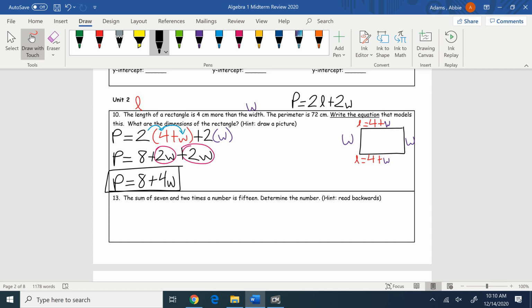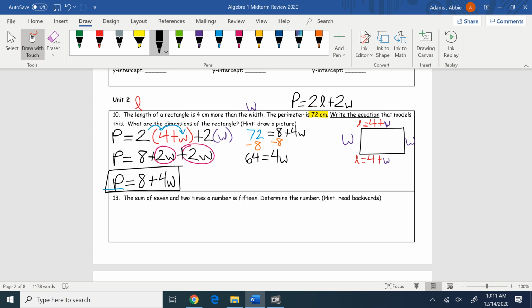Now, we have to use the perimeter is 72 centimeters. So it tells us that the perimeter is 72 centimeters. We're going to use this to find the dimensions, so our width and our length. So where it says perimeter, I'm going to replace that with 72 centimeters. And that's going to be equal to 8 plus 4W. And now here's where the math comes in. We're going to subtract 8 from both sides. So we have 72 minus 8. That's going to give us 64 equals 4W.